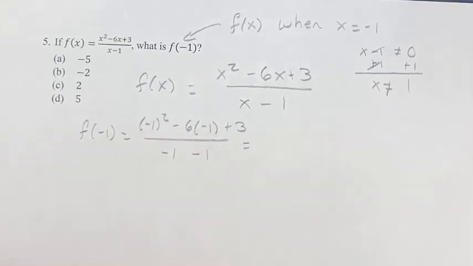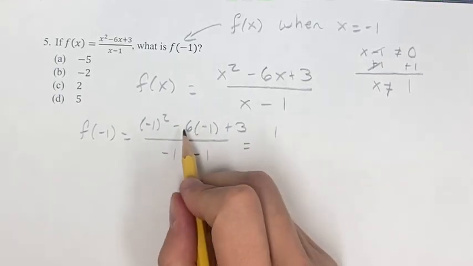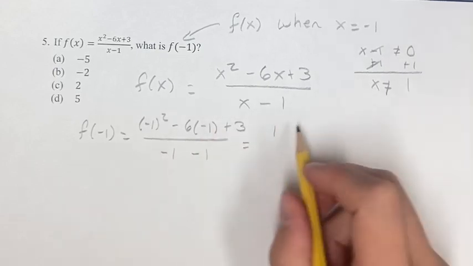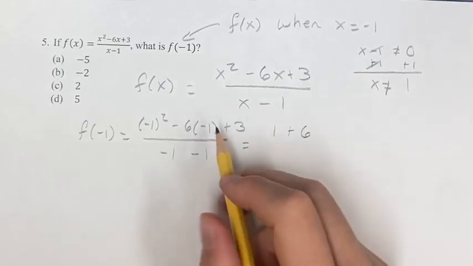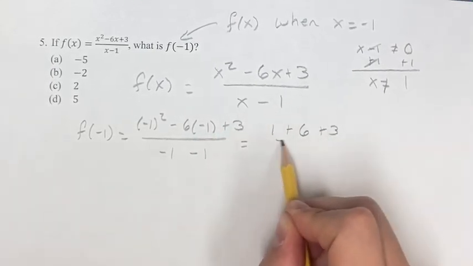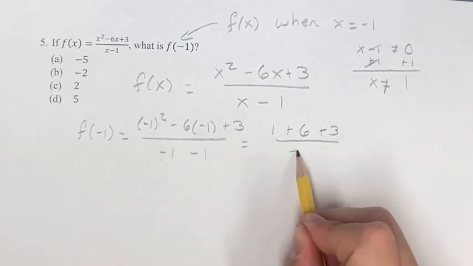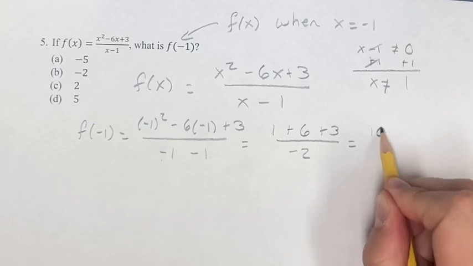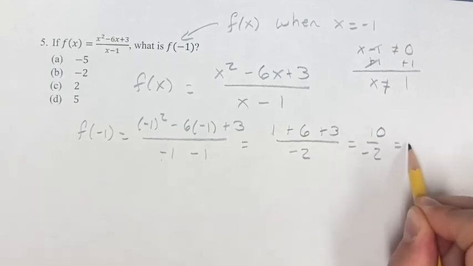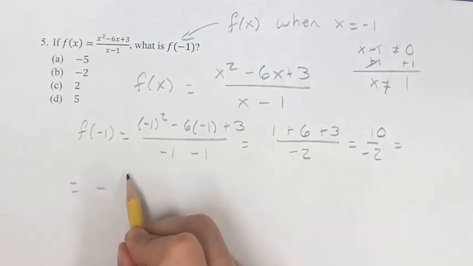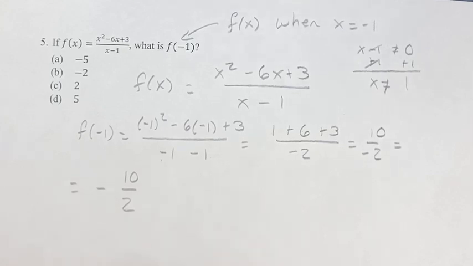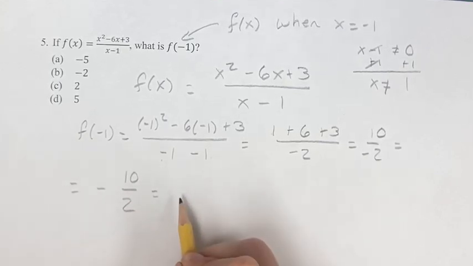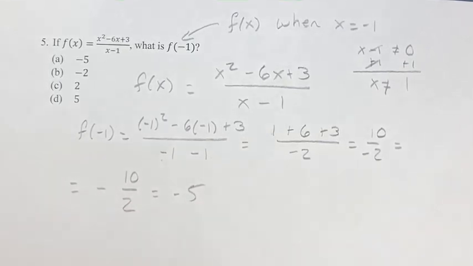So negative 1 squared is positive 1. Negative 6 times negative 1 becomes a positive plus 6, and then plus 3 at the end, over negative 1 minus 1 is negative 2. 1 plus 6 plus 3 is 10 over negative 2, which means this is negative 10 over positive 2, right? Bringing the negative out. 10 over 2 is 5, so this is negative 5.